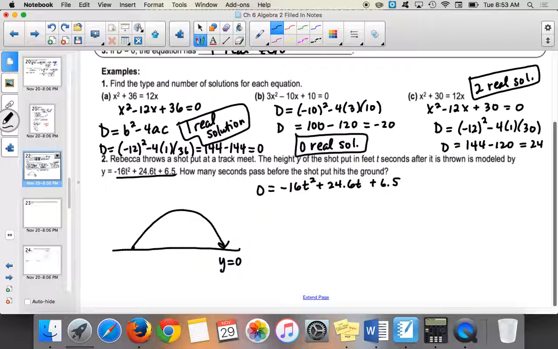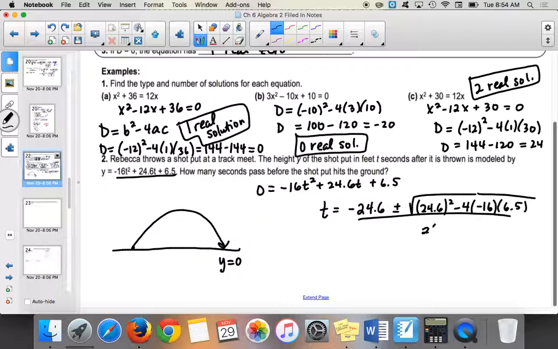And we just solve it using the quadratic formula. I would just be careful, though. If you use the quadratic formula, I wouldn't say x equals. Do you guys see why we don't use x equals in this case? What's our variable? Yeah, we should use t equals, right? So we're going to say t equals, and we're going to have negative b, so negative 24.6, plus or minus the square root of b squared, so 24.6 squared, minus 4 times negative 16 times 6.5, all over 2a, so 2 times negative 16.